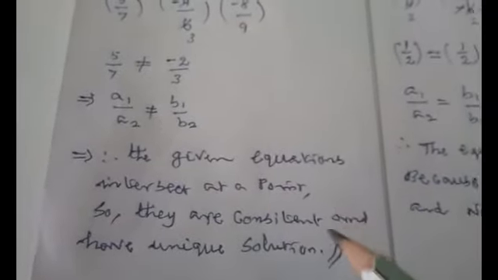So a1 by a2 is not equal to b1 by b2. Therefore, the given equations intersect at a point, which means they are consistent and the given equations have a unique solution. Okay.